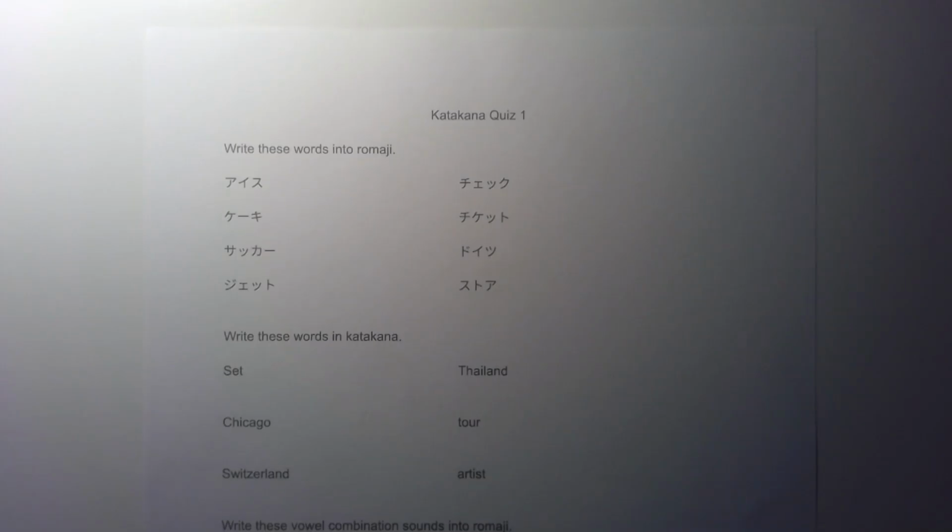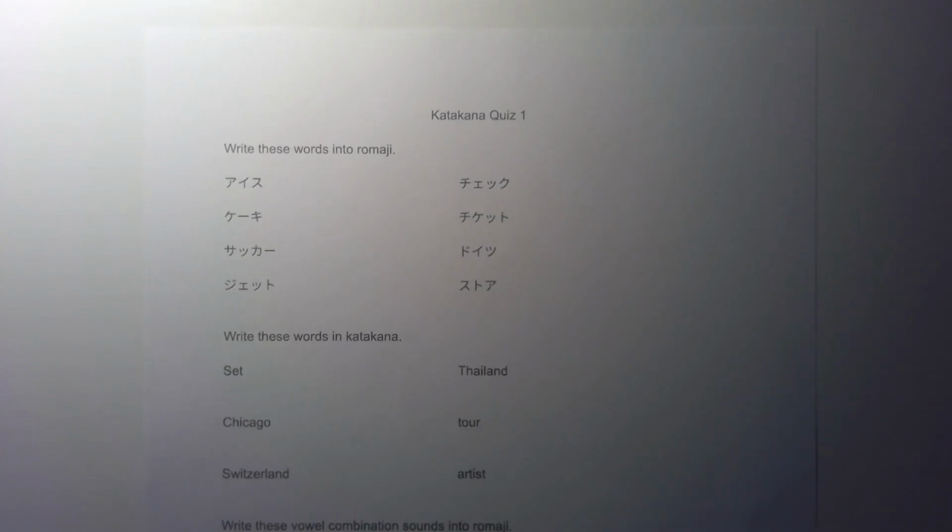So far I have taught the vowels in katakana, the K sounds, ka ki ku ke ko, the T column, ta chi tsu te to, and the S column, sa shi su se. And I also introduced some combinations with the vowels. So if you don't know what I'm talking about, it's good to go back and review those things.